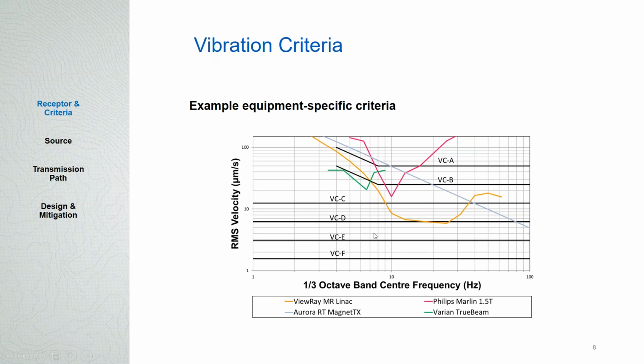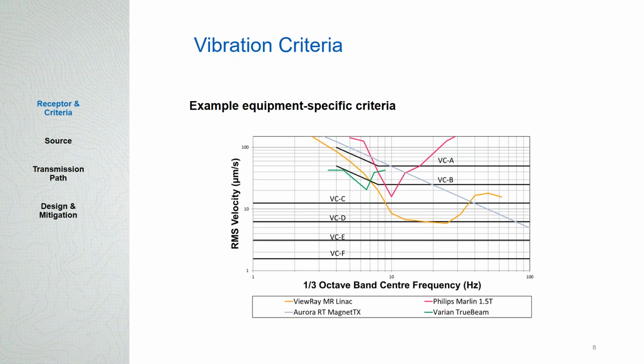Again, just to repeat, the generic criteria is meant to be conservative. And so as soon as possible, whenever we're aware of what the equipment-specific criteria is, we want to make that comparison, because usually you can remove a bit of conservatism from the design. However, it's not always conservative.